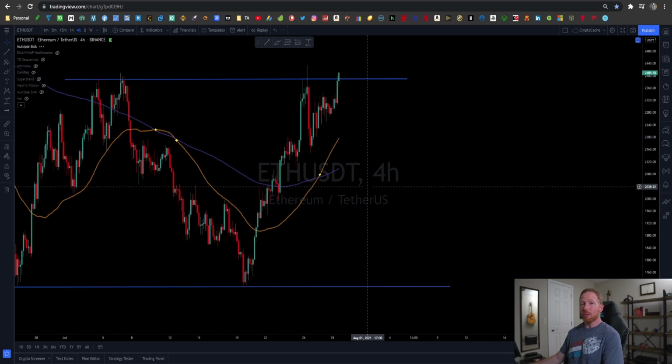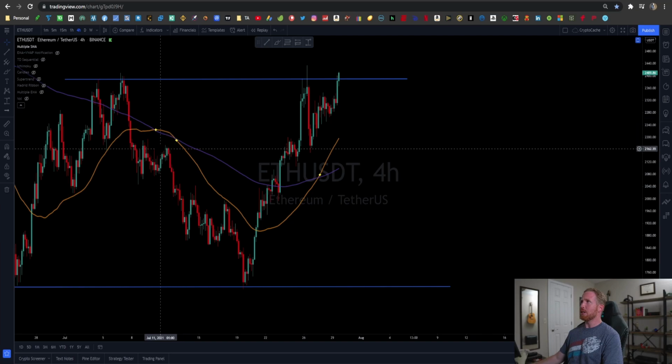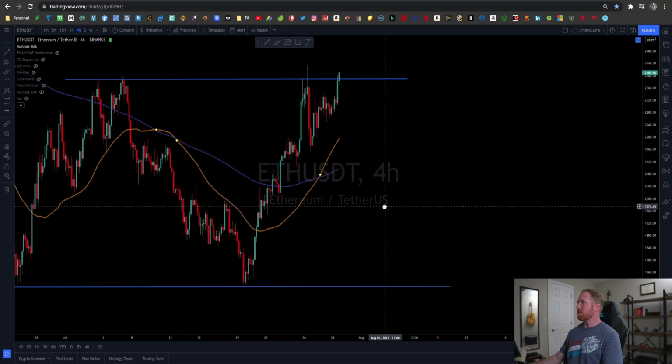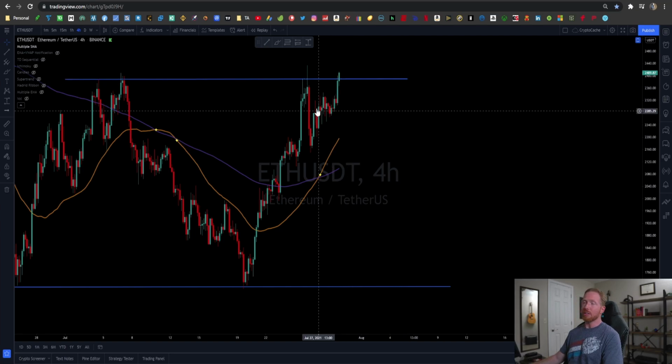So this might be why we're seeing ONT doing so well. Taking a look here, we're looking at the 4-hour chart on Ethereum, and Ethereum is doing quite well right now. It's finally breaking through, at least trying to break through 2,400. There's a resistance at 2,400.